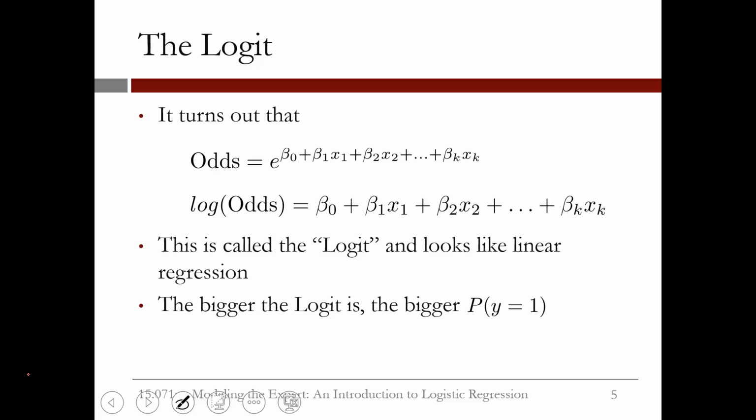If you substitute the logistic response function for the probabilities in the odds equation on the previous slide, you can see that the odds are equal to e raised to the power of the linear regression equation. By taking the log of both sides, the log odds, or what we call the logit, looks exactly like the linear regression equation. This helps us understand how the coefficients, or betas, affect our prediction of the probability.